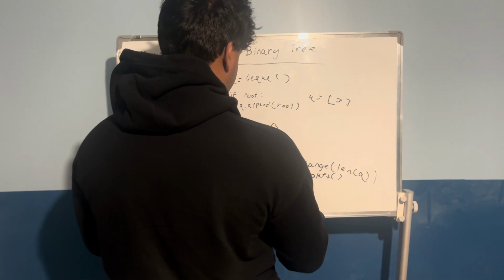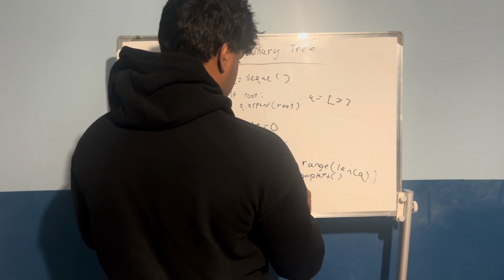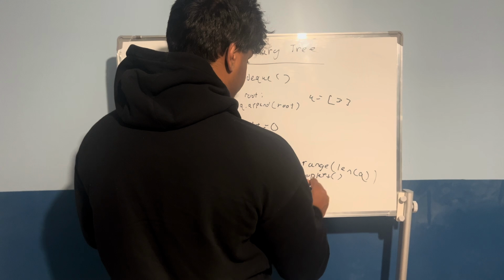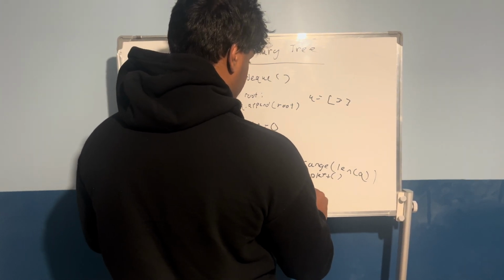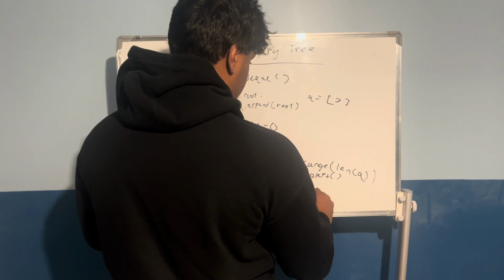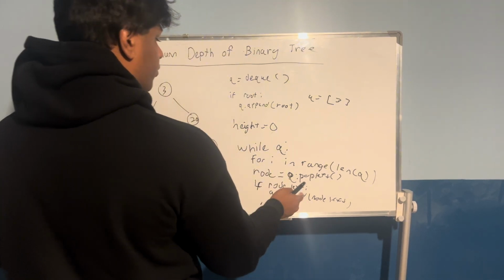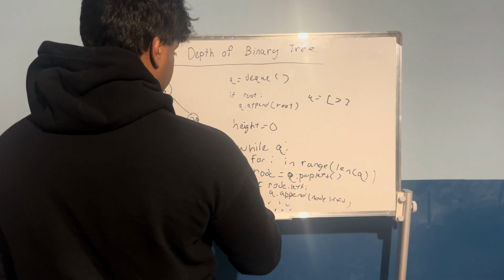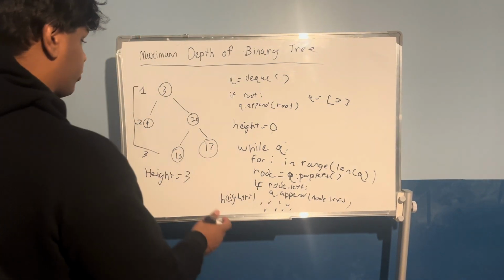Then we're going to do if node dot left, we're going to add the left side to the queue. And we're going to keep doing that for the right side. But at the end, we're going to add 1 to our height, and then return the height at the end.